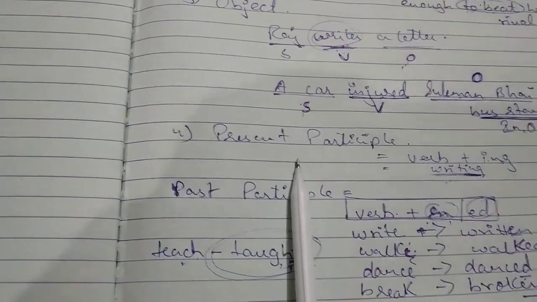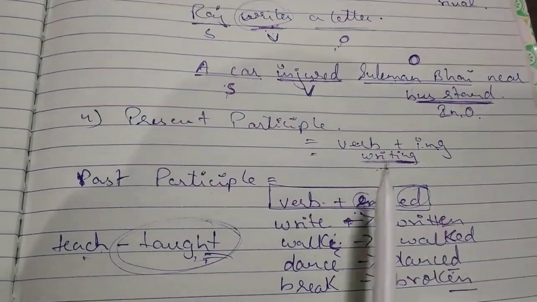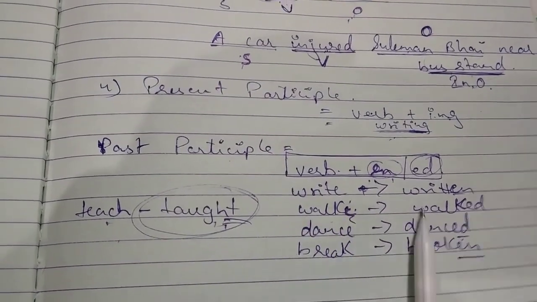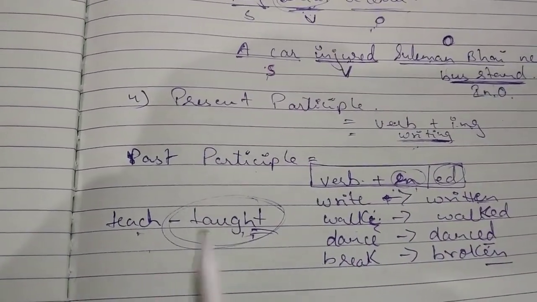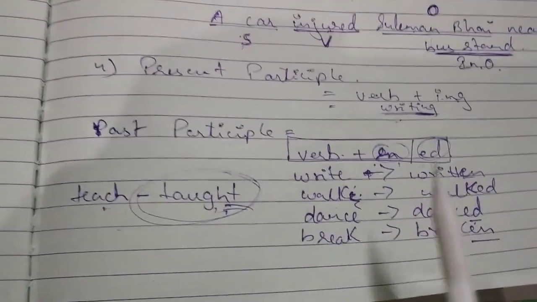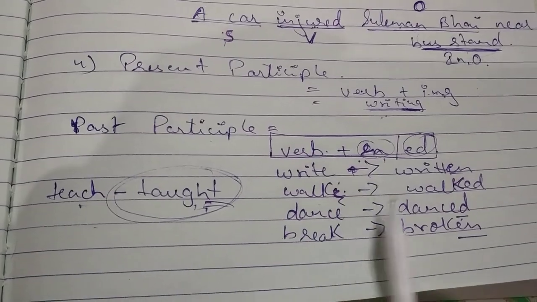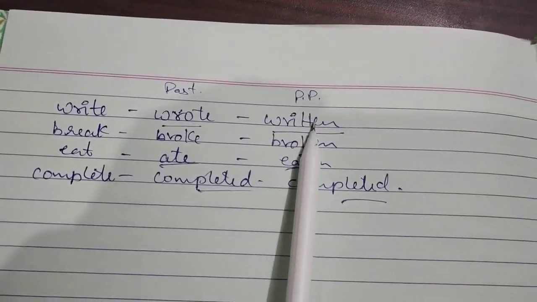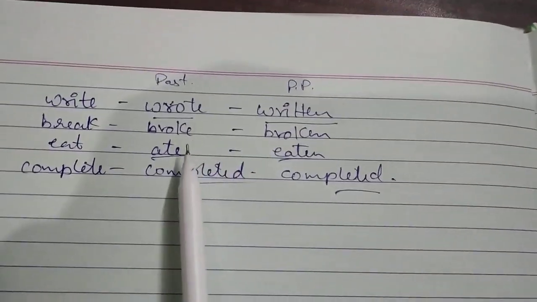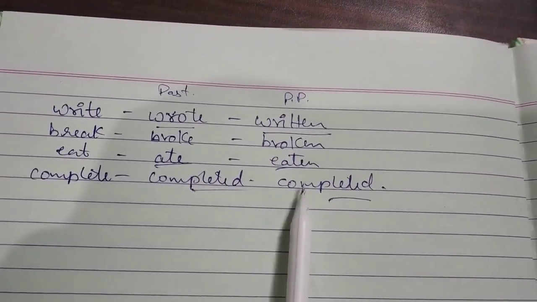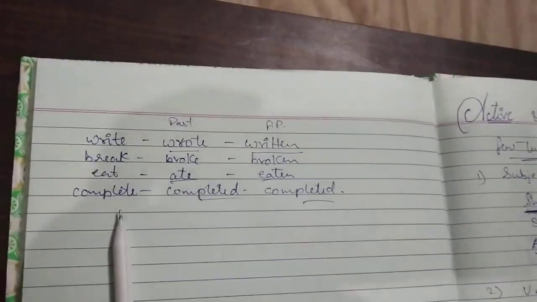Now present participle is verb plus ing. Past participle, I told you, is en or ed. Without en or ed, there are also many verbs. It is not only one. There are many verbs, and in future I will be telling you. Also, there are many verbs whose past tense and past participle are different, and there are also many verbs whose past tense and past participle are both the same. Clear? I hope you have understood this much.